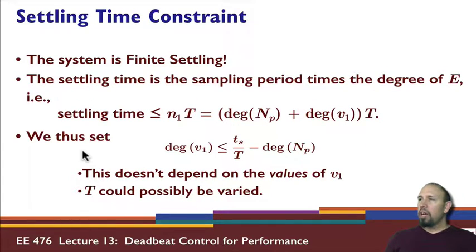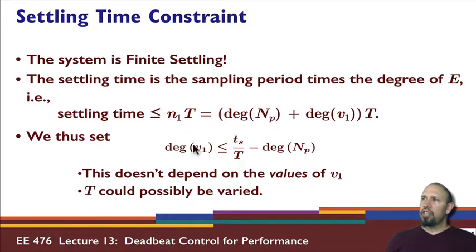And so to have a particular settling time, we need to satisfy this condition. The degree of V1 must be less than or equal to whatever settling time we're wanting divided by our sampling period minus the degree of NP. So this inequality doesn't depend upon the actual coefficients or the values of V1. It only depends upon the degree.